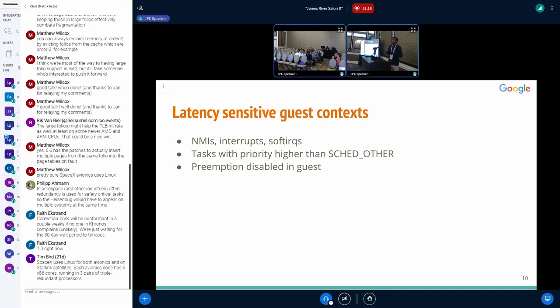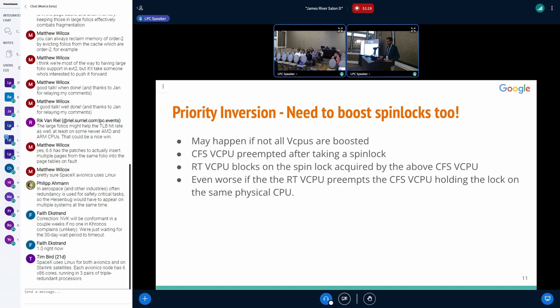Okay, now let's come to what the latency critical or sensitive contexts are. These are the things that we identified. NMIs, interrupts, and software queues need to be serviced fast. Then tasks with priority higher than sched other, so sched RT or above, should be given importance. And whenever the guest disables preemption, that also needs to be taken care of immediately.